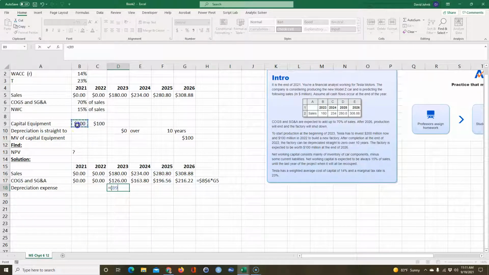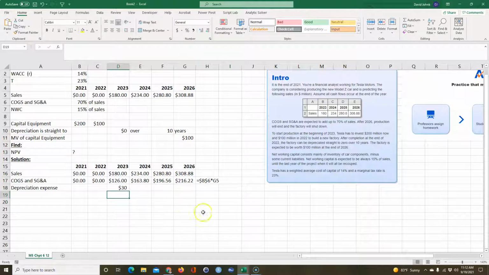parentheses this F4 plus this F4 times, well, in 10 years it's going to do 1/10 per year, 1 divided by 10. For that. So it's going to be this 300 million over 10 years. If it's a straight line, it's going to depreciate 1/10 of its value per year. So notice I put dollar signs over this because when I copy this over, I want it to just be the same for everyone. So if I hit enter, it gives me that, and then we can just copy that across.